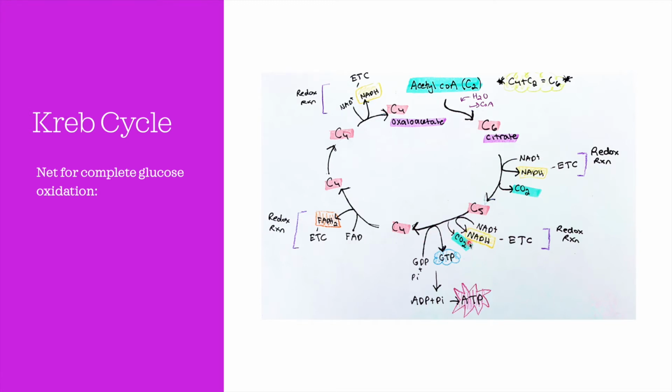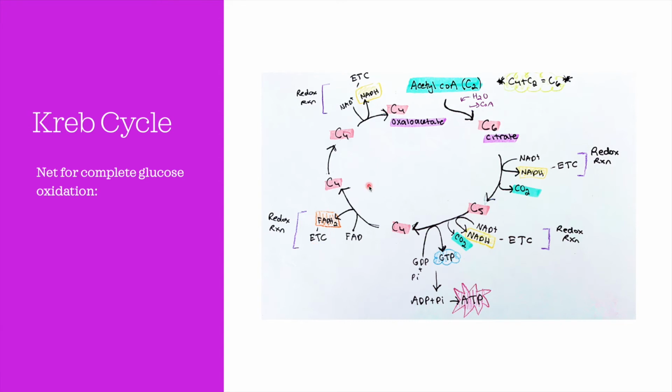In addition, GTP forms from the phosphorylation of GDP. The energy released from this process powers the phosphorylation of ADP into ATP. Next, this C4 molecule is converted to another C4 molecule. In this process, an FAD picks up 2 protons and 2 electrons to form FADH2. The FADH2 also goes to the electron transport chain.